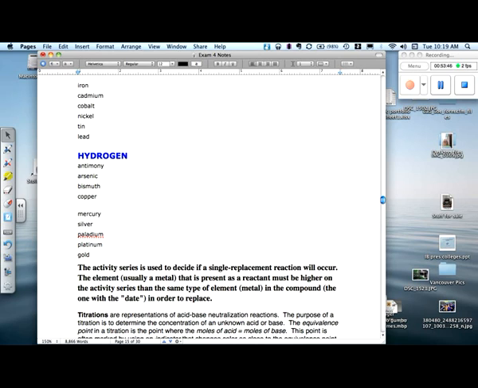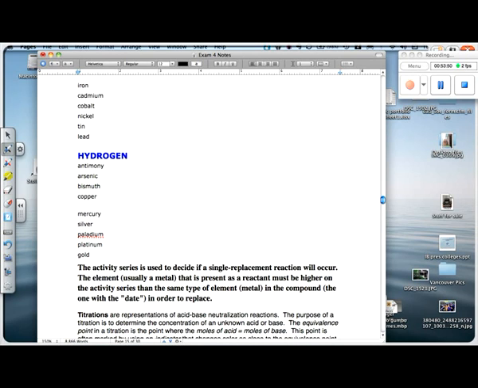And below hydrogen in the activity series are some of the metals that you are familiar with as things being made out of, like copper and silver and platinum and gold. The reason that these metals are so valued is, one, their rarity. As you know, we don't have a whole lot of them. And the fact that they are non-reactive. So that's why they're at the bottom of the activity series. They want to stay reduced.